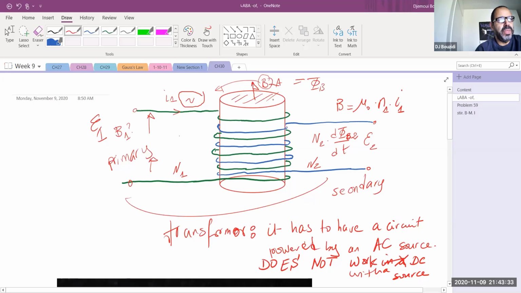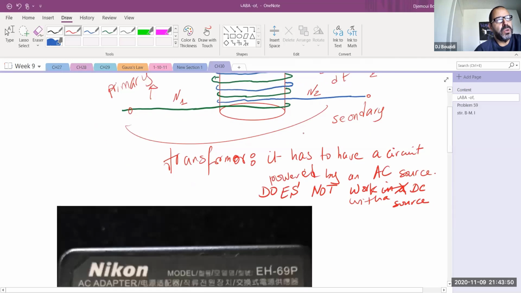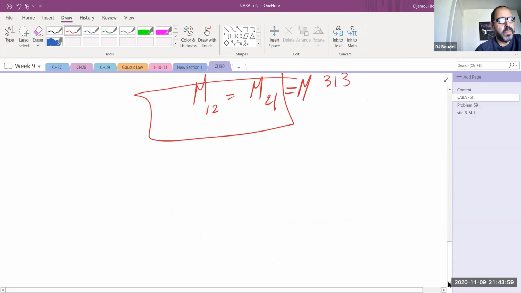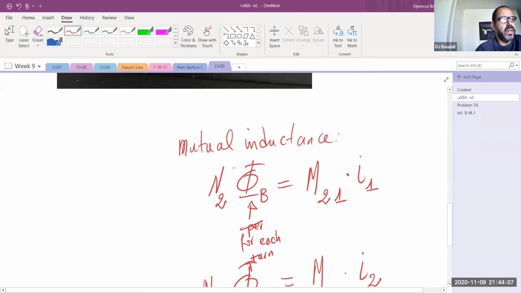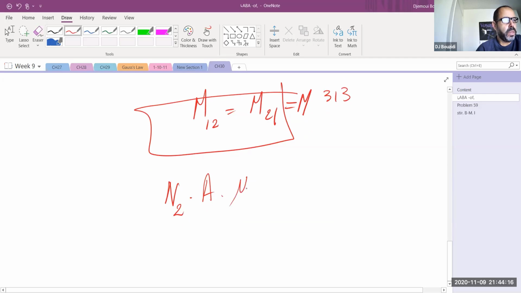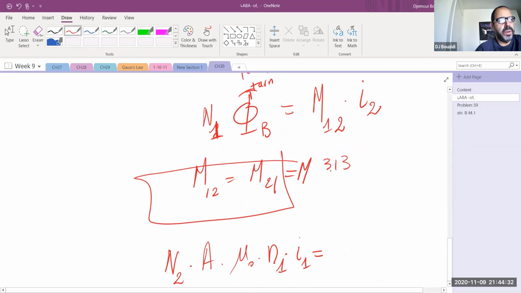Now it's across an area A. Then I can find the flux. That flux, if I multiply it by the number of turns in the secondary, N2, gives the mutual inductance. So in other words, I can find what this M is. N2 times the flux of the magnetic field, which is the area times the magnetic field in that region. The magnetic field is just across one of them, so B is equal to mu naught times n1, because this is created by the primary, times I1, which is equal by definition to M times I1.